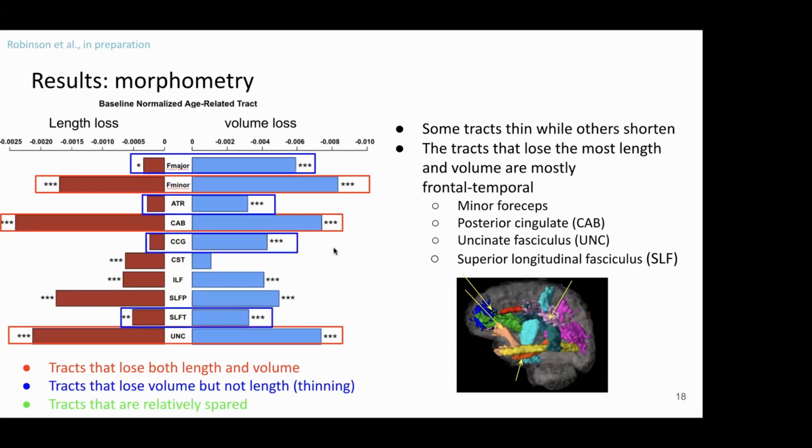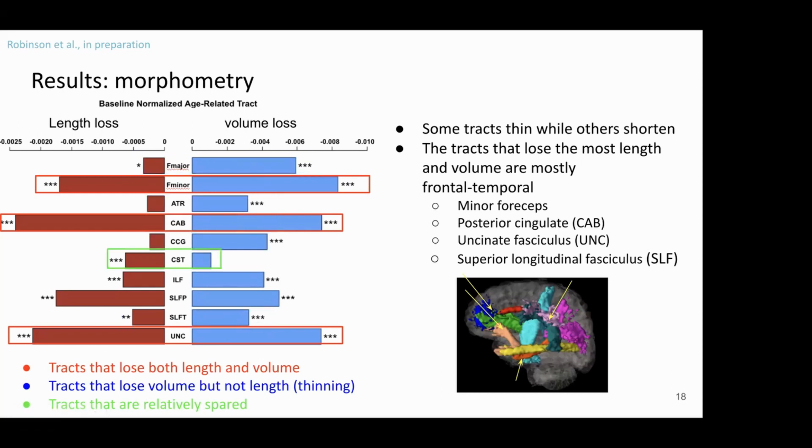We can also see a different manner of morphometric loss, in tracts that thin but do not lose length as much as they thin. Examples of that include the major forceps, the anterior thalamic radiations, the anterior cingulum, as well as the temporal branch of the superior longitudinal fasciculus. So there are these two trends that emerge for us. But what's more interesting is the CST, the corticospinal tract, is a pillar of aging in the sense that it doesn't seem to be as affected as the other tracts.